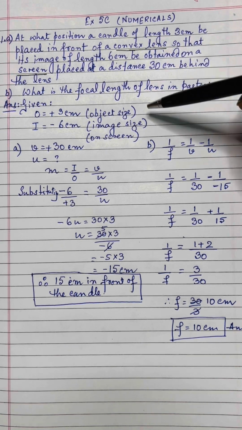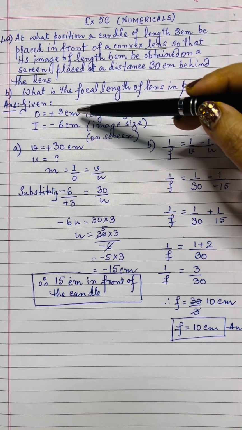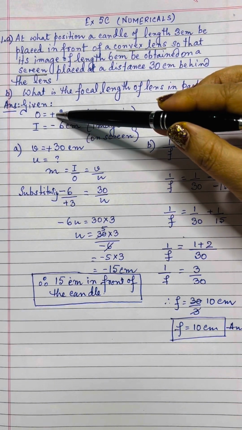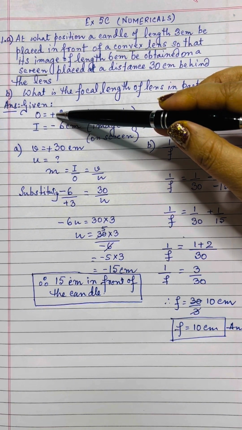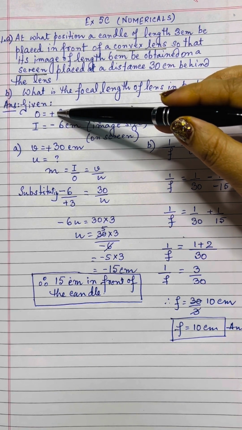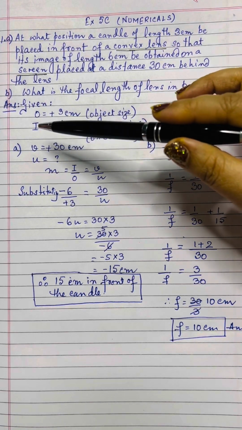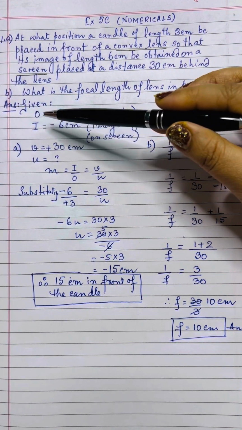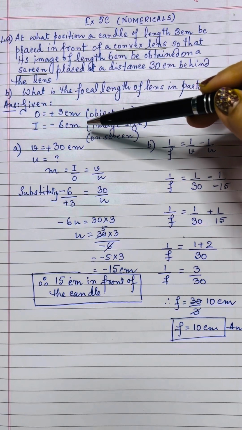So, let us see what are the things that are given to us. It has been given that o is 3 centimeter. Now, o is the object size, so it is always positive according to the sign convention. So, dear students, write then and there over here that it is plus 3 centimeter. Then we are coming to the next part, that is I. I is given as minus 6 centimeter.